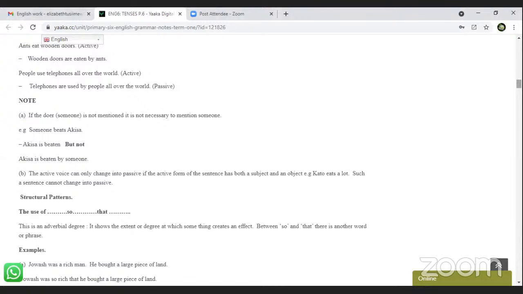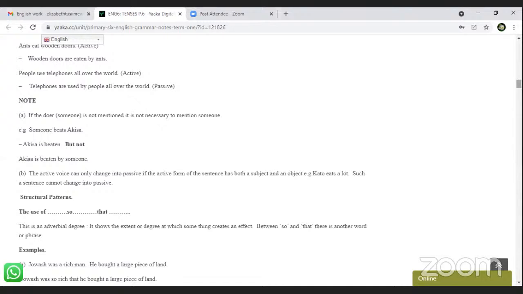The active voice can only change into the passive voice if the form of the sentence has both a subject and an object, e.g. Kato eats a lot. Such a sentence cannot change because it does not have any object. When you say Kato eats a lot, there is no object there. You can go down, Lynette, scroll.